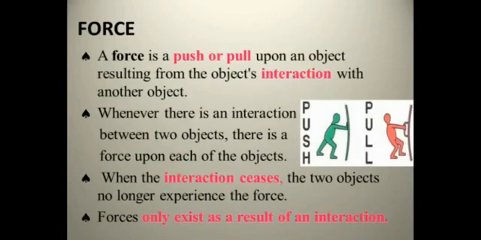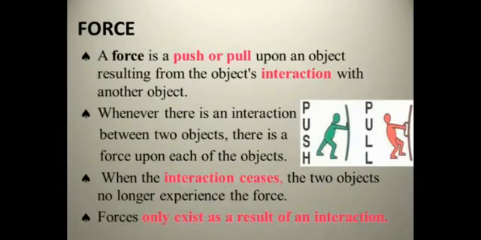So a force exists when there is an interaction between one object and another. Whenever there is an interaction between two objects, there is a force upon each of the objects. When an interaction ceases, what does that mean? It is nothing but you're going to bring the interaction to an end. When you bring the interaction to an end, the two objects no longer experience the force.